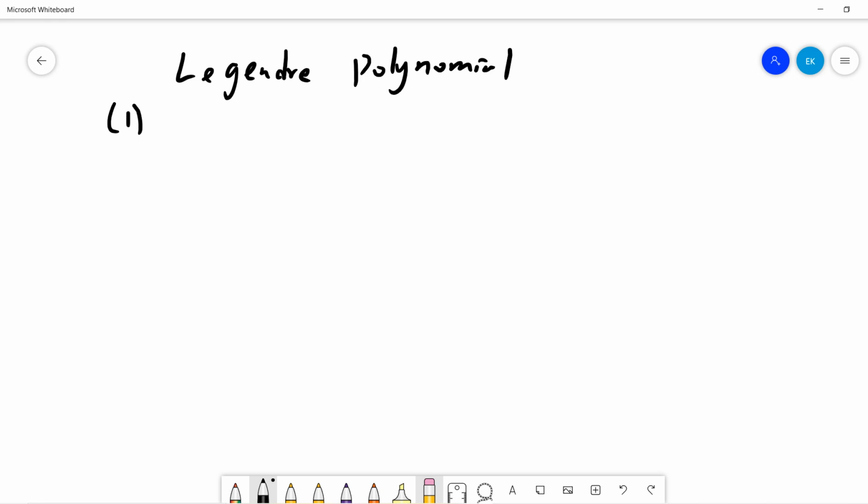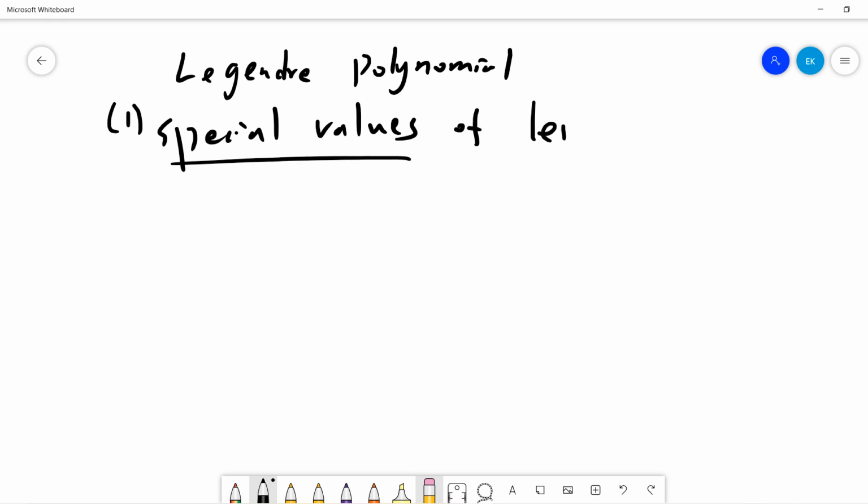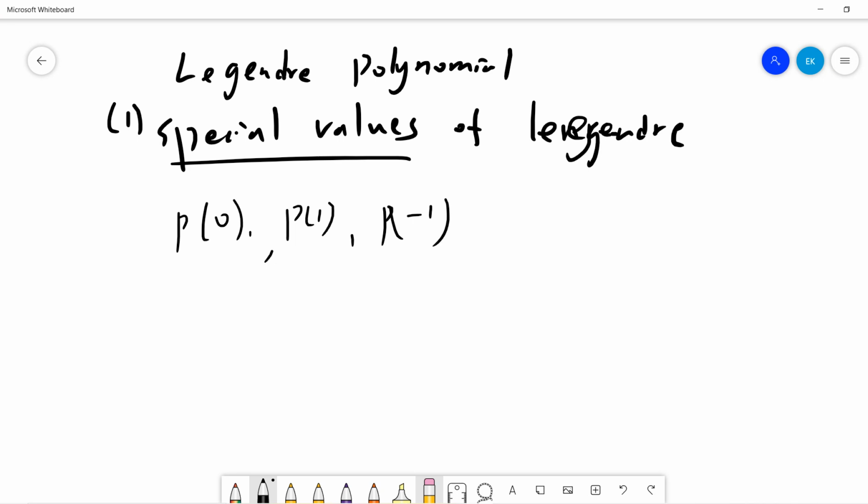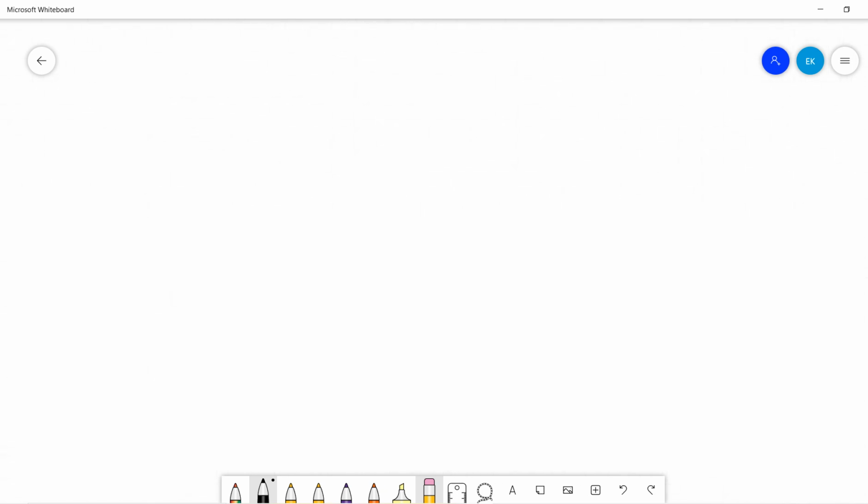The first is the special values. The first thing I want to talk about is the special values of the Legendre polynomial. Basically, we will answer the following three questions: the values of P_n at 0, 1, and -1. Let's quickly prove them.